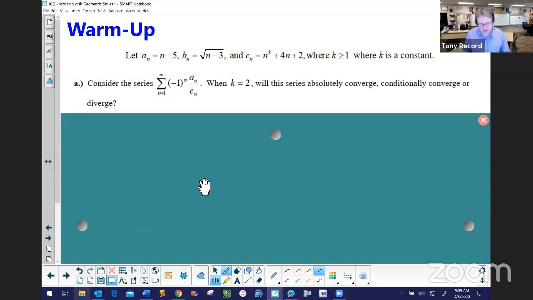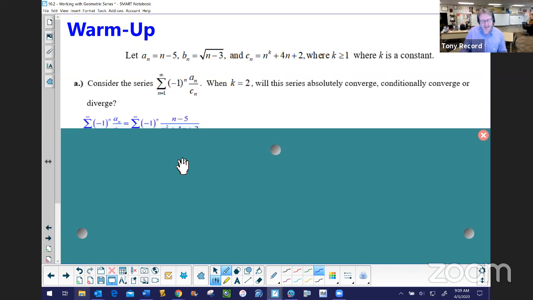We have an alphabet soup, so to speak, of terms: A sub n, B sub n, and C sub n. And we know that K is a constant that's either 1 or larger. Part A says, let's consider this alternating series where A sub n is on top of C sub n, and K is equal to 2. We want to know whether this series absolutely converges, conditionally converges, or diverges.